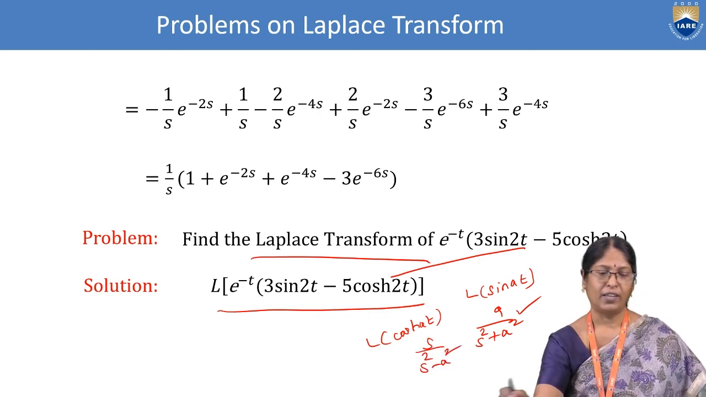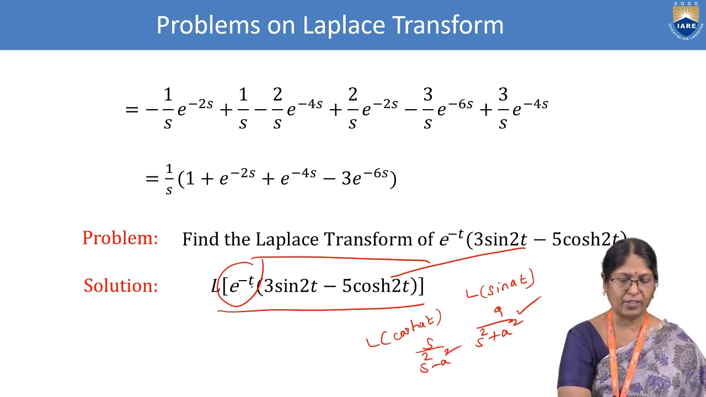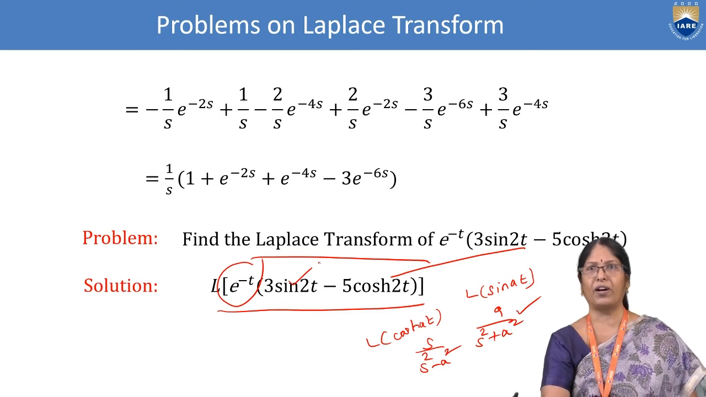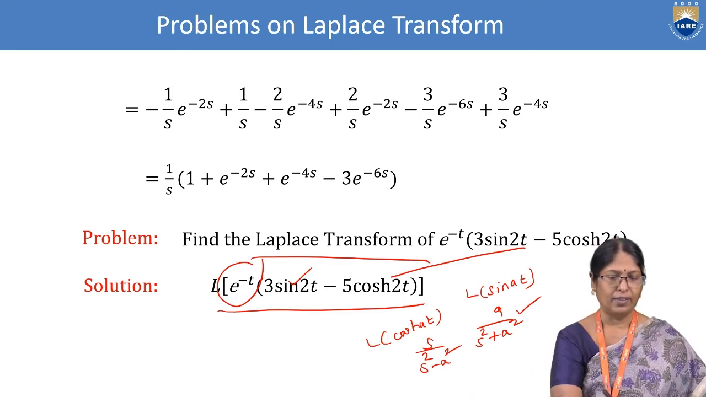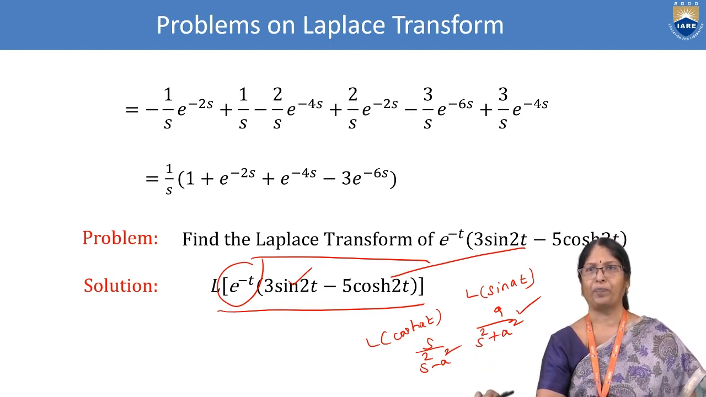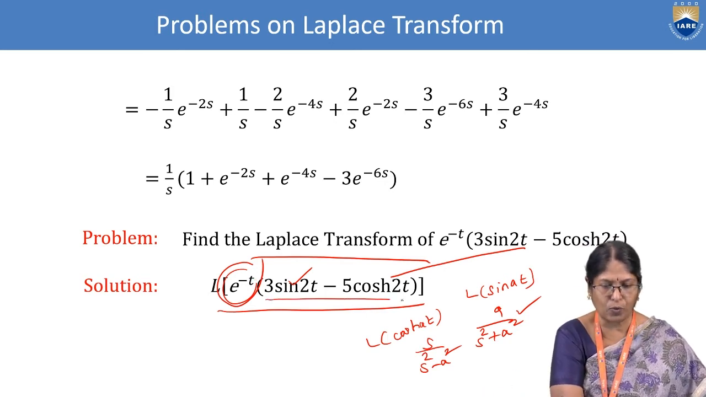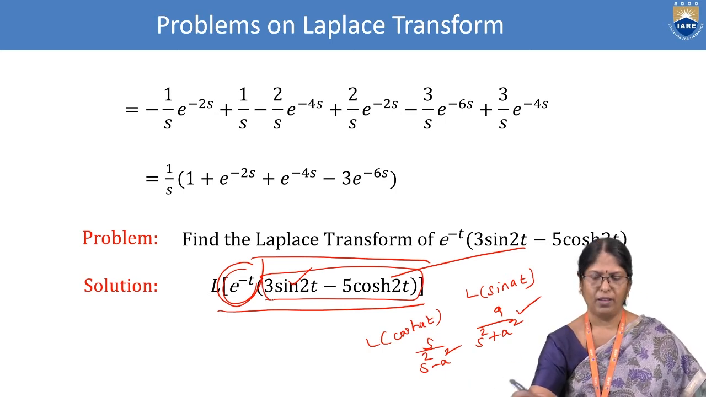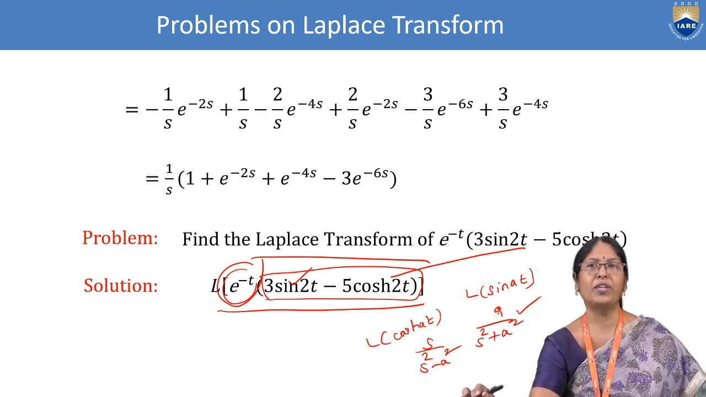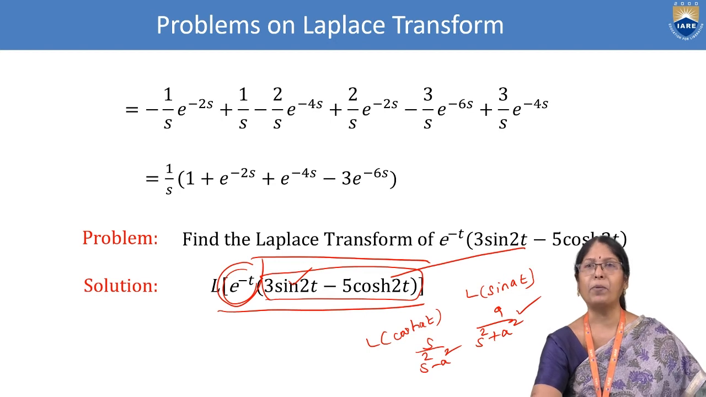But here one term is there, e power minus t, that is common under multiplication. That is, e power minus t is multiplied by the first trigonometric function 3 into sin 2t. Then e power minus t is multiplied by minus 5 into cos h 2t. So now we are facing this e power minus t. If only this part of the question was there, we would be very, very comfortable, because the two formulas are there, we will substitute easily and come out. But these two are multiplied by e power minus t.